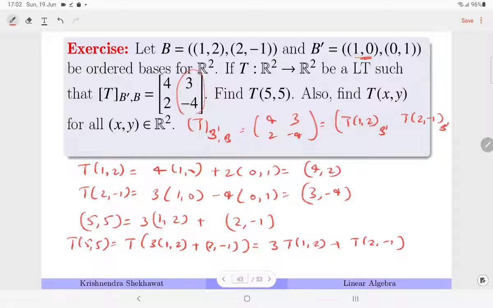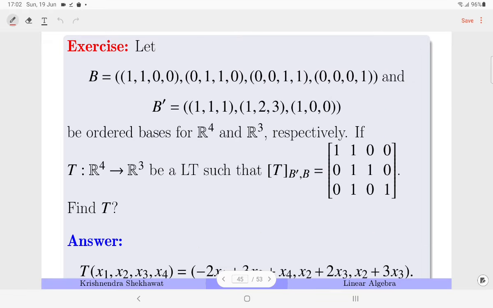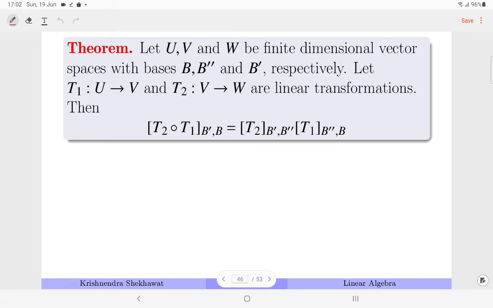T of (1, 2) has already been computed, so 3 times (4, 2) plus (3, minus 4), so 12 plus 3 is 15, and 3 times 2 is 6, minus 4, which is 2. So (15, 2) is the required answer. This is again an interesting exercise, please do try it by yourself.